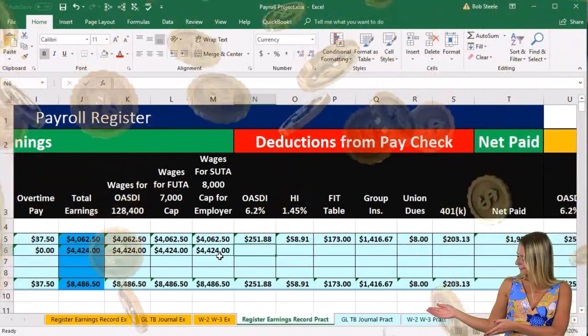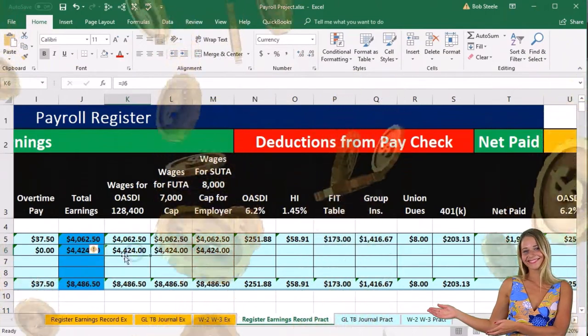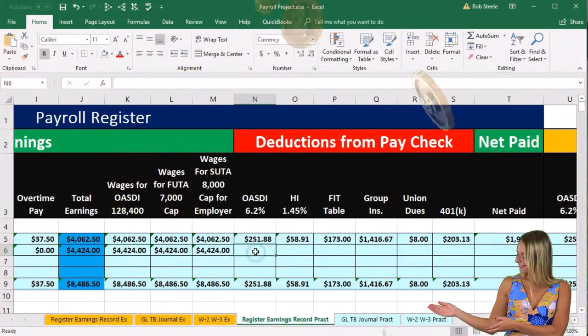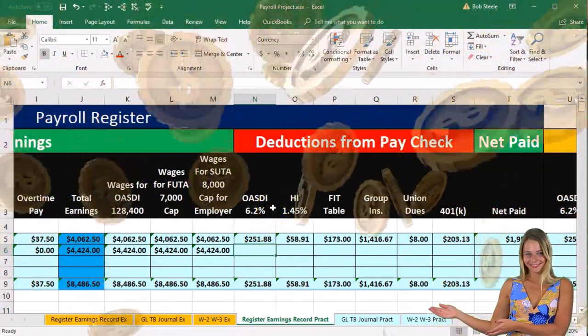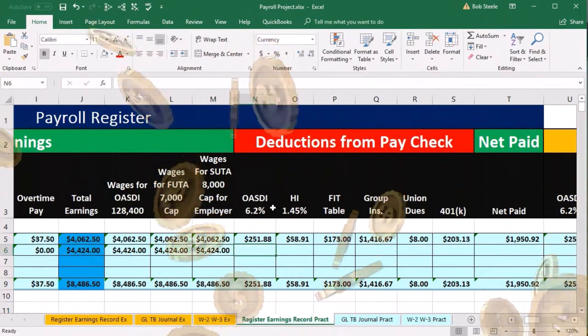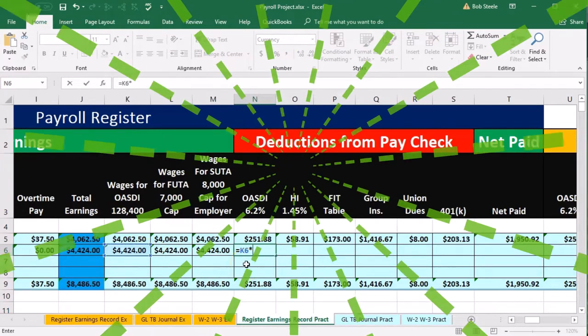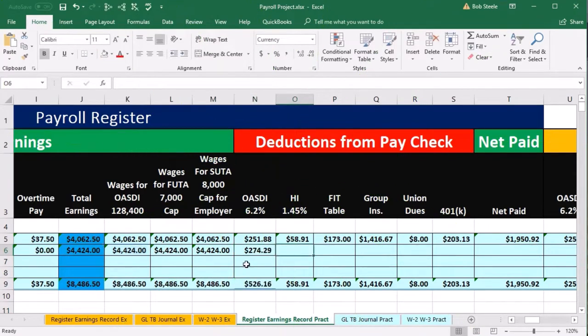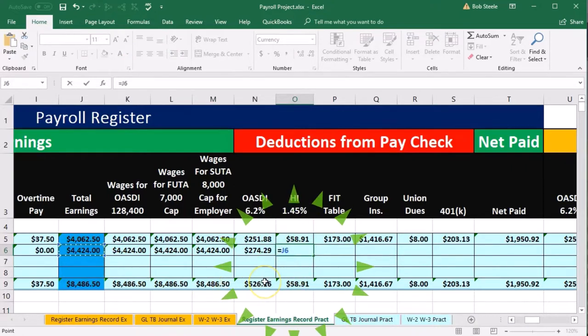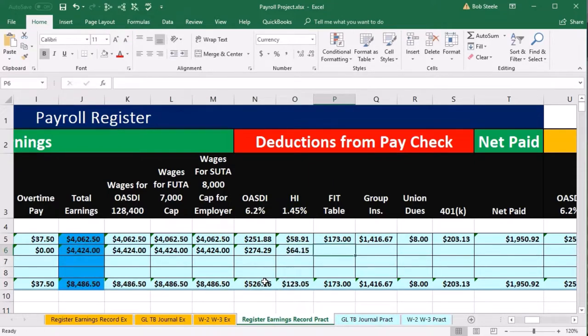Then we'll go to the OASDI calculation, and that's going to be based on these wages. It's the same, but we want to make sure to pick up the right column times the Social Security, or OASDI, rate of 6.2%, or 0.062. So this equals this column in K6 times 0.062, tab. Note that this next one is going to be the Medicare, or HI. We're going to pick up the total earnings because there's no cap, so we're just going to be in O6 and say this equals, point to the 4,424 times 0.0145, and tab.